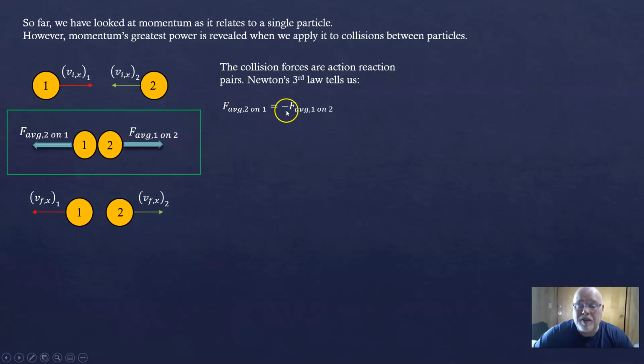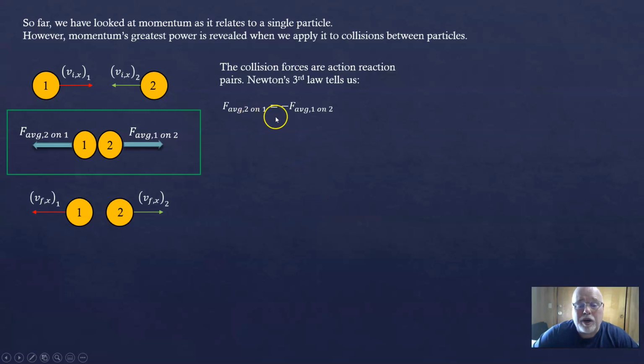1 is going to be the negative of the average force on object 2 that's created by object 1, right? And so this is just a statement of Newton's third law of motion. Those forces have to be equal and opposite to each other. And so we're writing vectors here because we're indicating directions with negative signs.